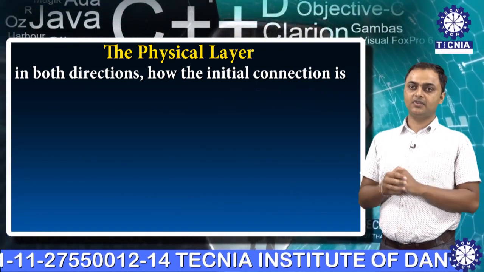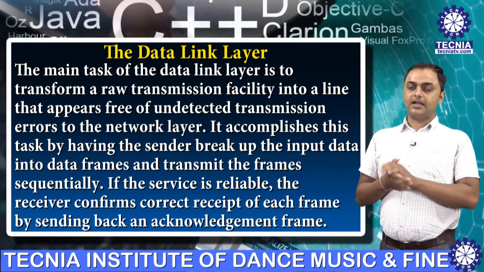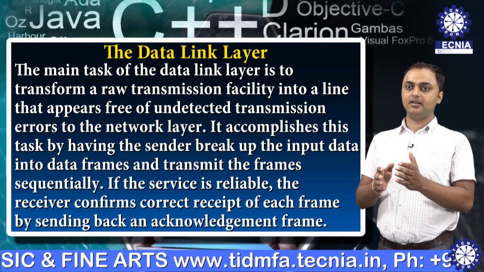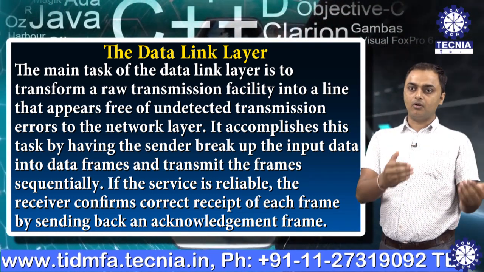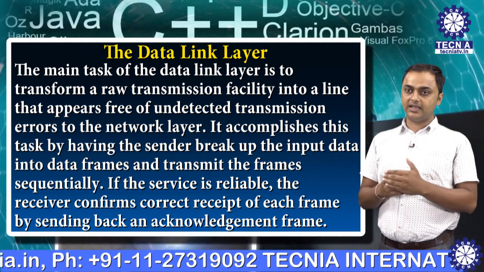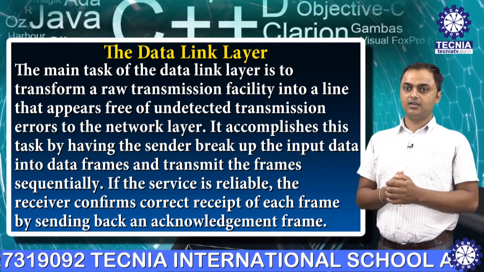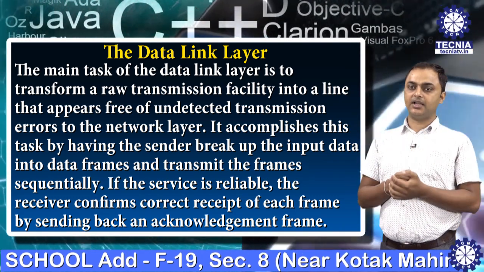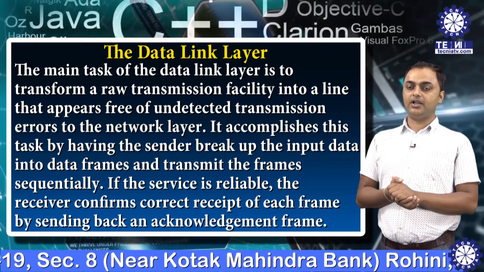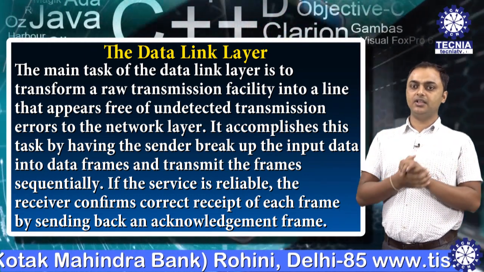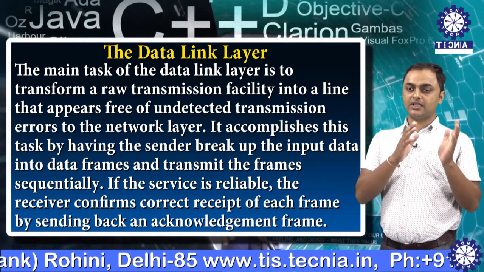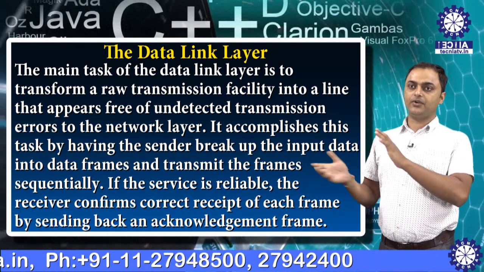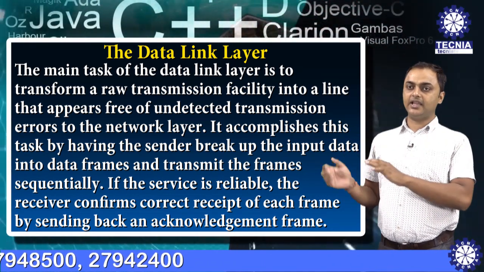The design issues here largely deal with mechanical, electrical and timing interfaces, and also the physical transmission medium, which lies below the physical layer. The data link layer. The main task of the data link layer is to transform a raw transmission facility into a line that appears free of undetected transmission errors to the network layer. It accomplishes this task by having the sender break up the input data into data frames and transmit the frames sequentially. If the service is reliable, the receiver confirms correct receipt of each frame by sending back an acknowledgement frame.